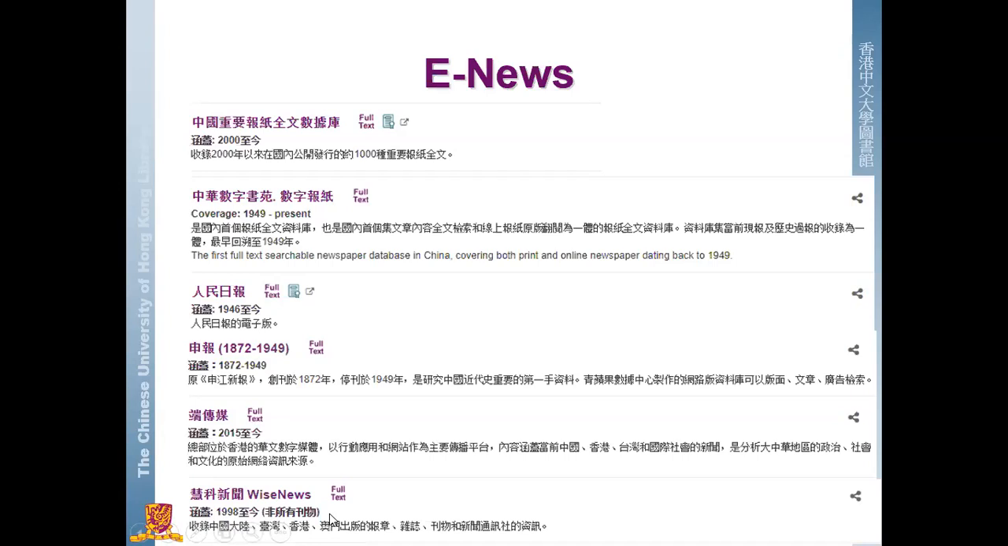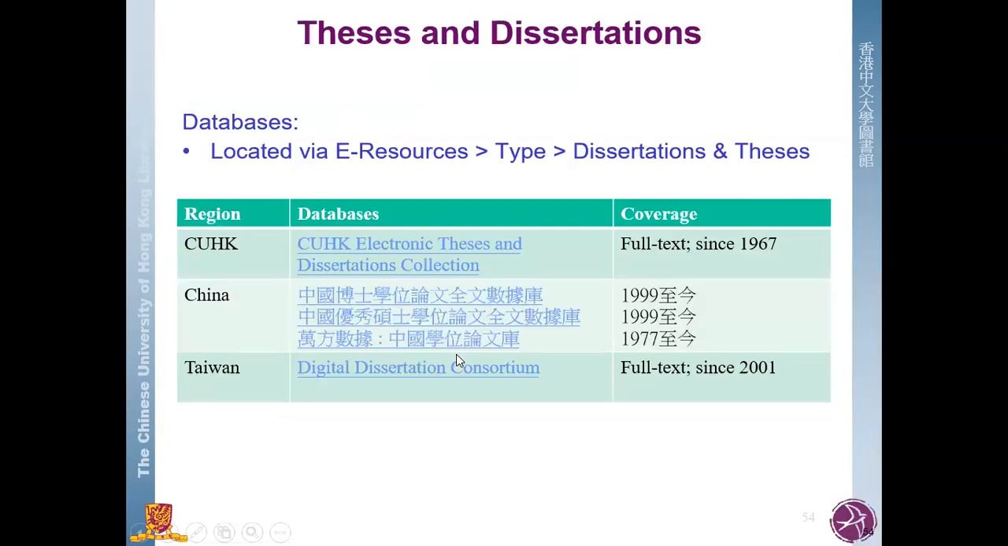Okay, so select from here and decide on which one you see fit. And remember, we have mentioned something about thesis and dissertation. So if you need Chinese dissertation database, this is where you should look for. For all the CUHK one, you use this one, okay? For Chinese one, you can use these three, okay? And if you want dissertation database from Taiwan, you can use this one as well. So these are the three.